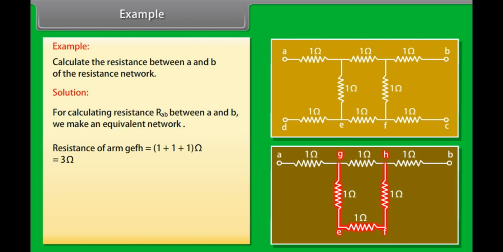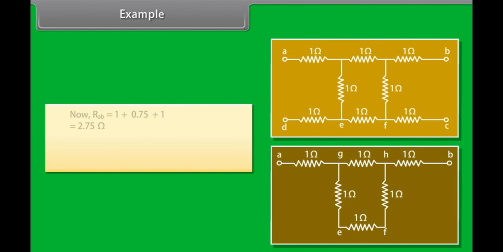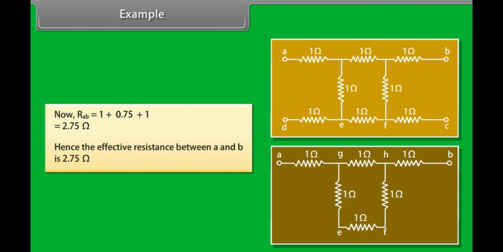GEFH, which is equal to (1 + 1 + 1) = 3 ohm. This is in parallel with the resistance of arm GH. So, the effective resistance between G and H is equal to 0.75 ohm. Now, RAB is equal to 1 + 0.75 + 1 = 2.75 ohm. Hence, the effective resistance between A and B is 2.75 ohm.